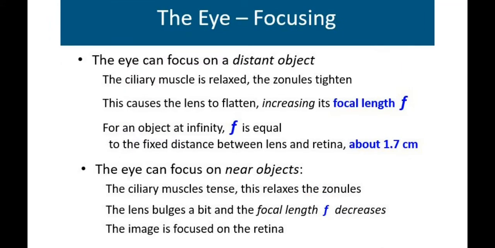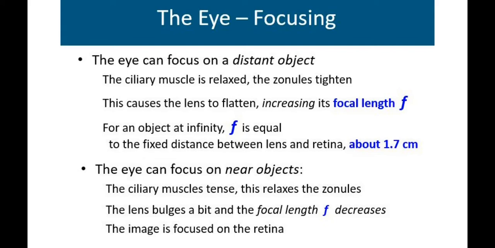So the eye can focus on a distant object if the muscle is relaxed. Relaxed means that the lens is getting flattened and increases focal length. For an object at infinity, f is equal to about 1.7 centimeters. This is the distance between the lens and the retina, 1.7 centimeters. It is about the size of the eye.